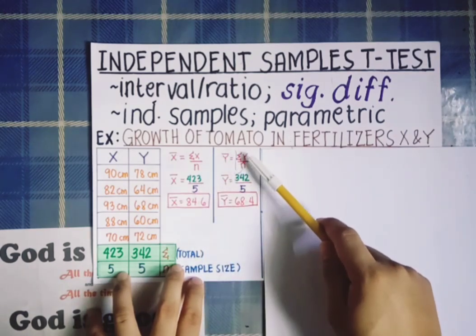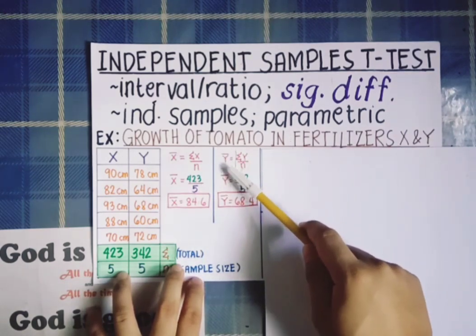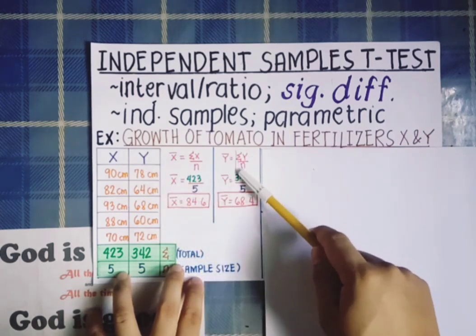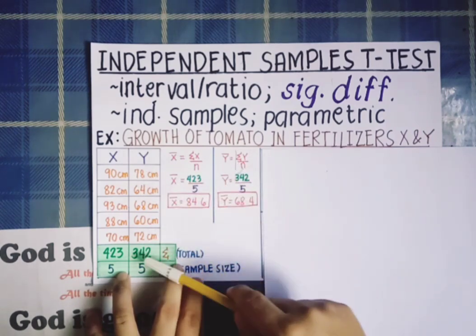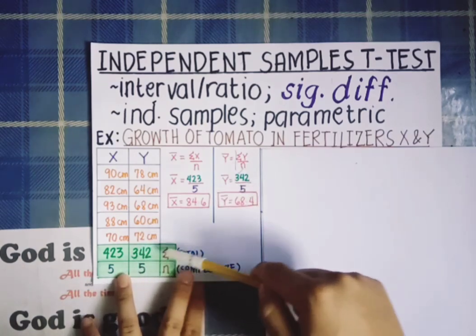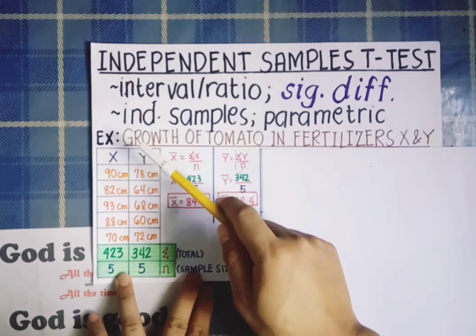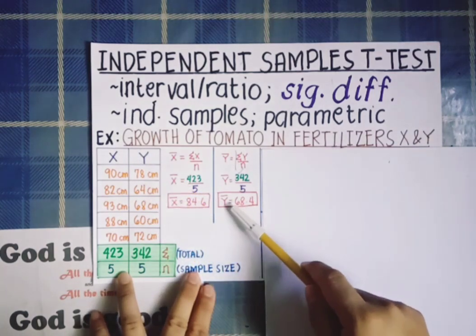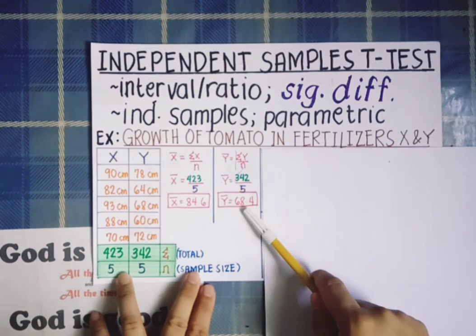Now for the Y, here, we have the summation for Y divided by N. Our summation for Y is 342 divided by 5, which is our N for Y fertilizer. And we have here the mean growth for Y, and that is equivalent to 68.4.